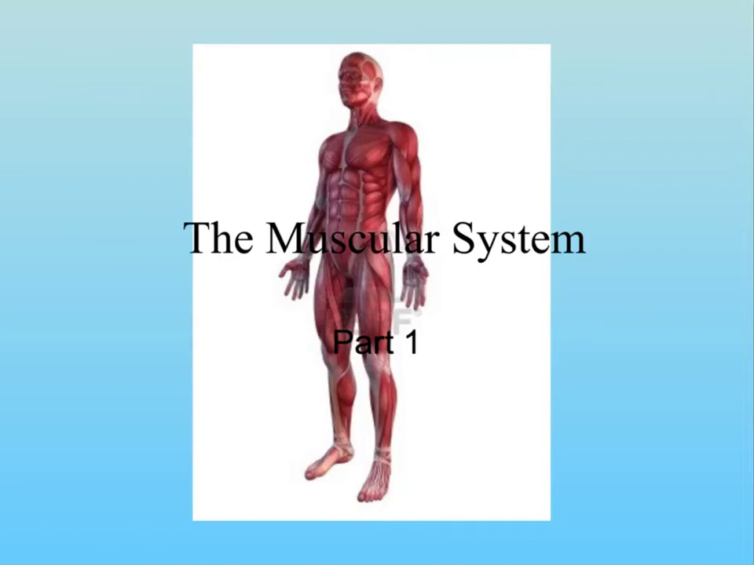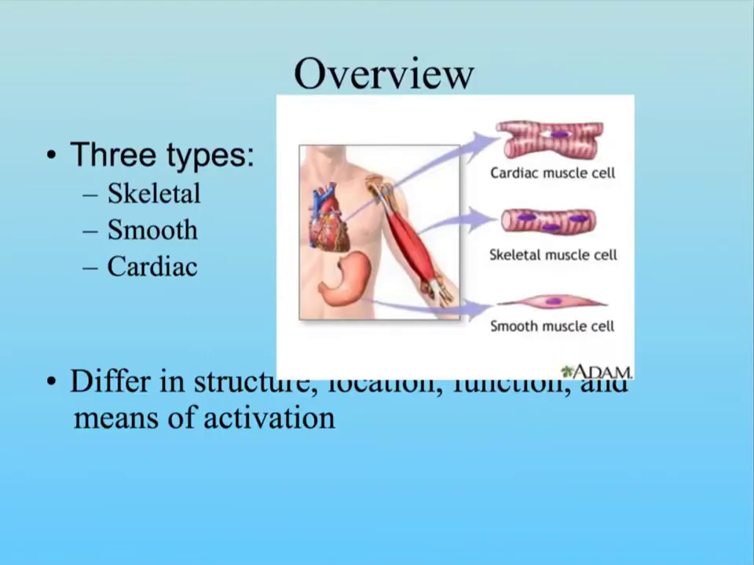Okay, so we are beginning to learn about the physiology of the muscles and how they actually work to contract. So this first set of notes will deal mostly with skeletal muscle, and then we'll move on to cardiac and smooth muscle. Okay, so three basic types: skeletal, smooth, and cardiac.